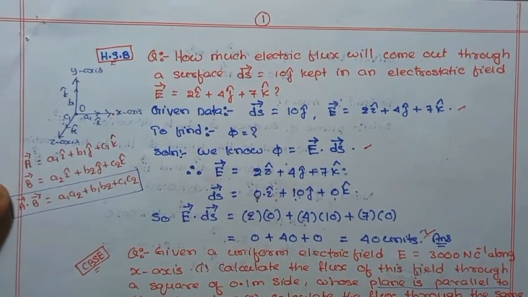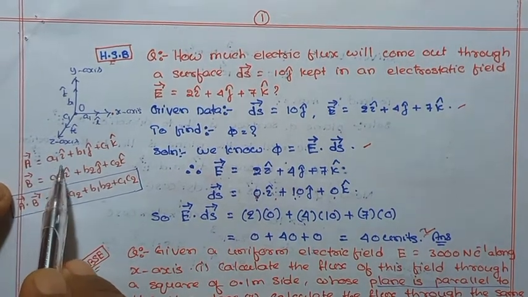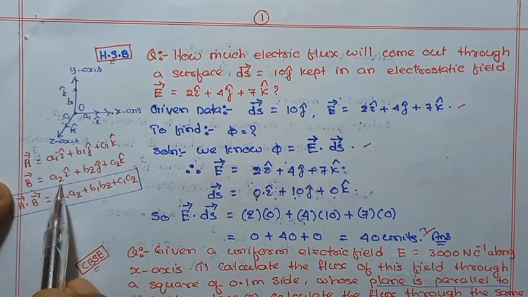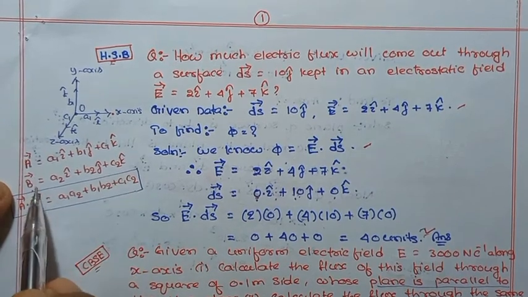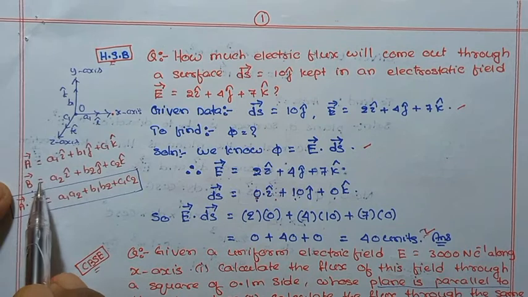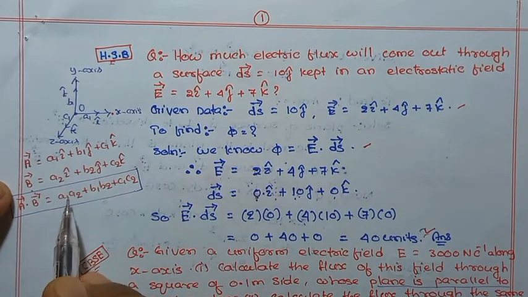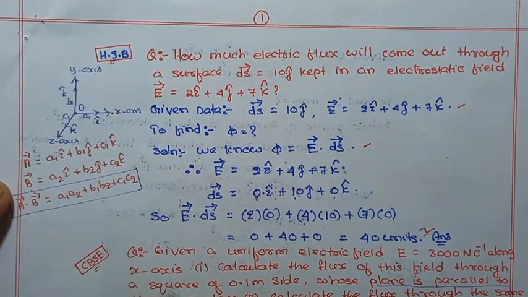Okay. So if a vector is a1 i cap plus b1 j cap plus c1 k cap and b vector is a2 i cap plus b2 j cap plus c2 k cap, then the dot product of these two vectors, a vector dot b vector, is equal to a1 a2 plus b1 b2 plus c1 c2.